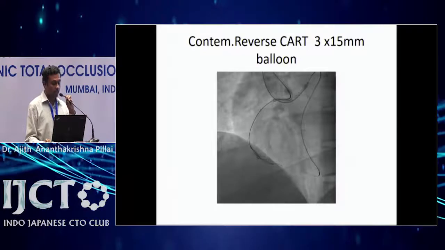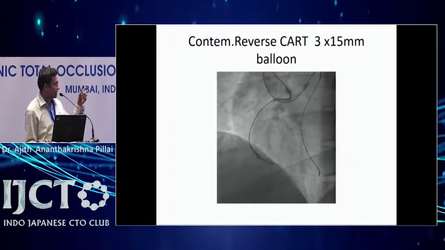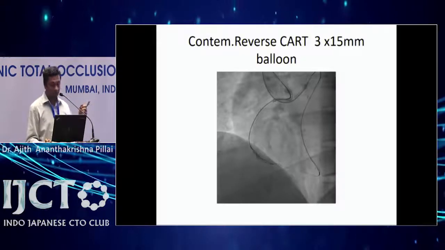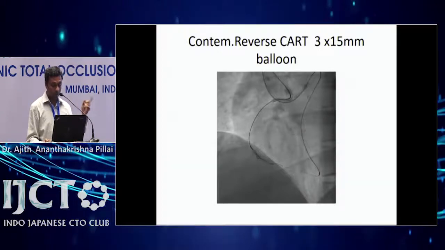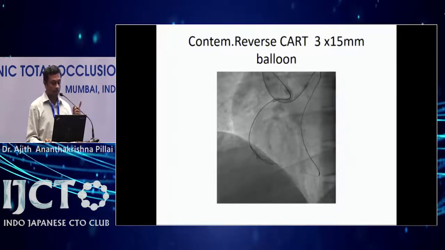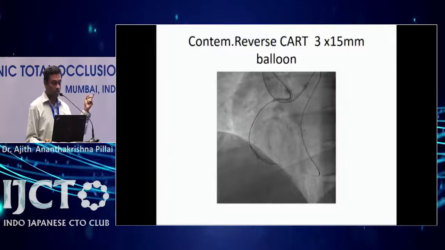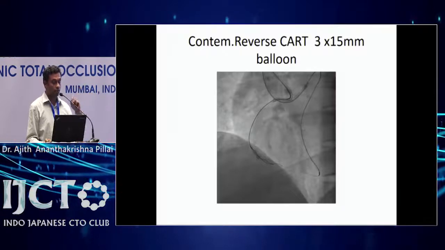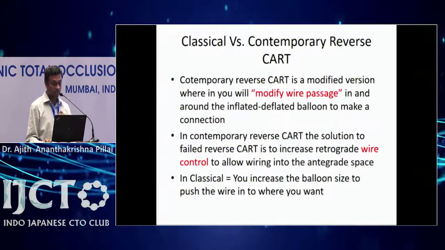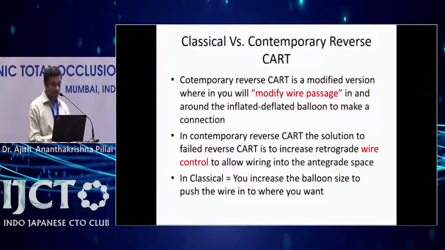We could see that antegrade wire having a sinusoidal path, and then we could balloon the antegrade, balloon across the antegrade, and then do a connection. You can always use IVUS here to size the contemporary reverse cut balloon sizing. So, okay. Now, how is it different from the classical reverse cut?